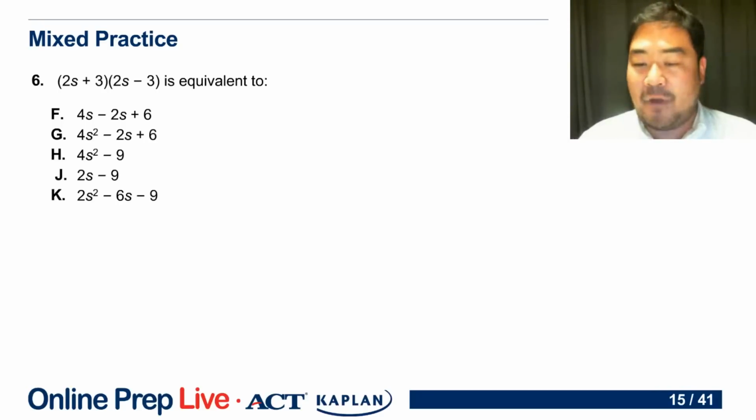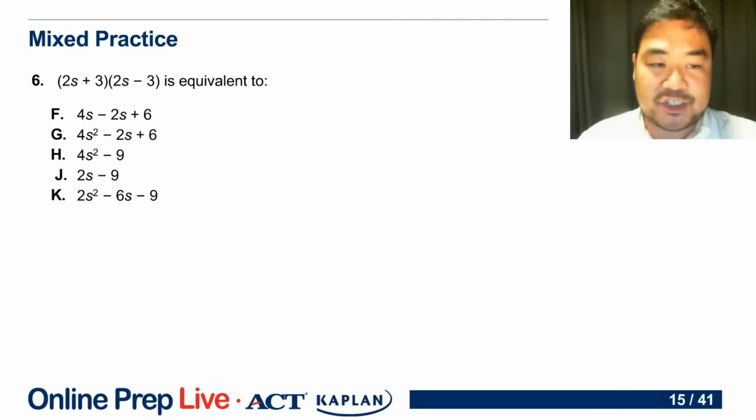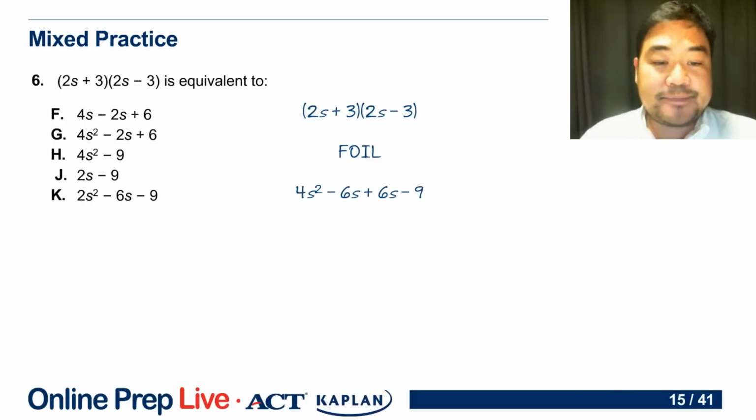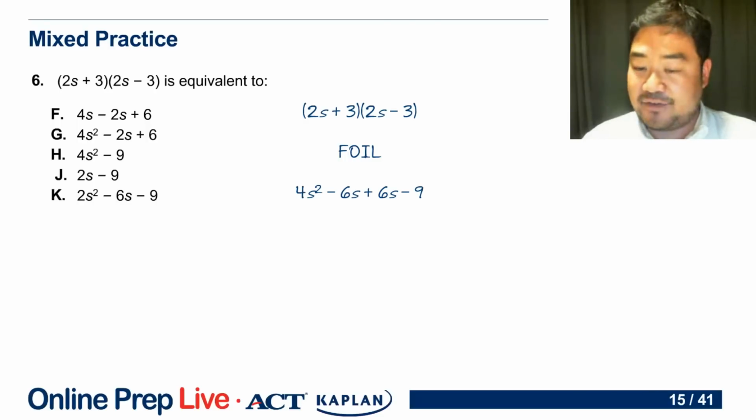And yes, we're looking at multiplying those expressions. We're looking at FOIL. But there's one other thing here. If you're sharp with FOIL, or if you notice something about FOIL, well, if we multiply those expressions out using FOIL, the first terms, 2s and 2s, is going to give us 4s squared. The outer terms, negative 6s, and the inner terms, 3 times 2s, positive 6s. And then the last terms, 3 times negative 3 is equal to negative 9.